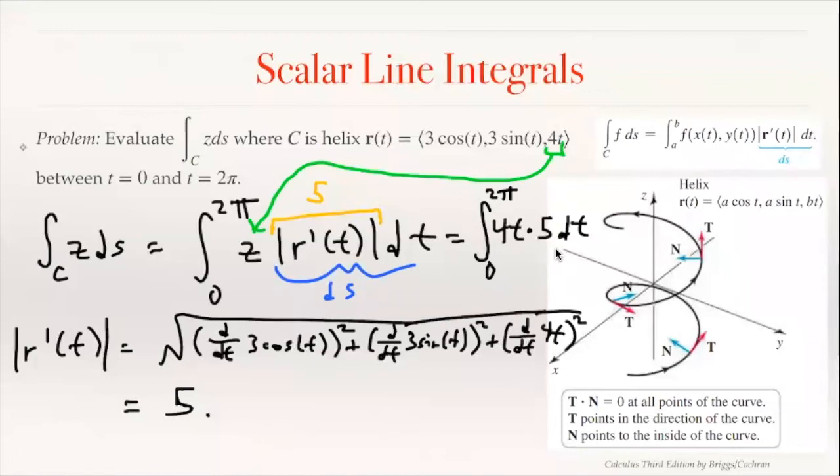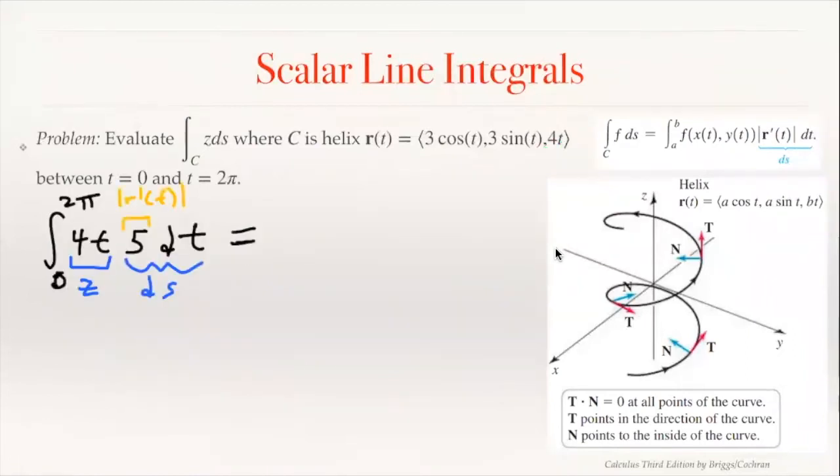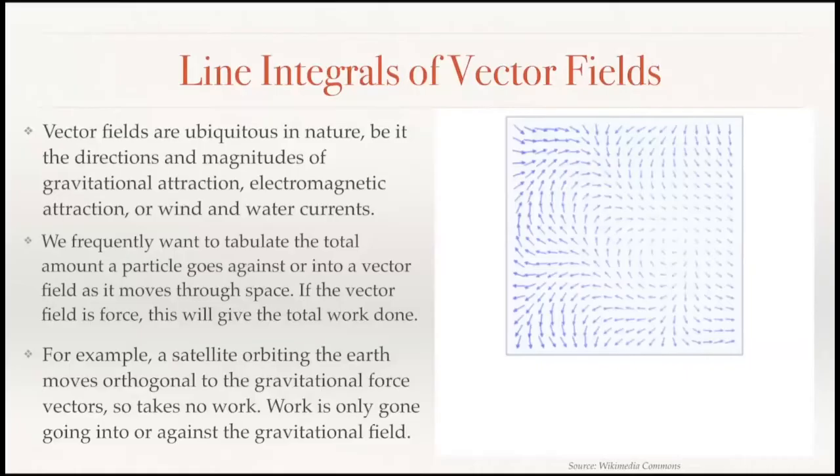So we wind up with just the integral from 0 to 2 pi of 4t times 5 dt. And computing that integral, we have 40 pi squared. So that's scalar line integrals.